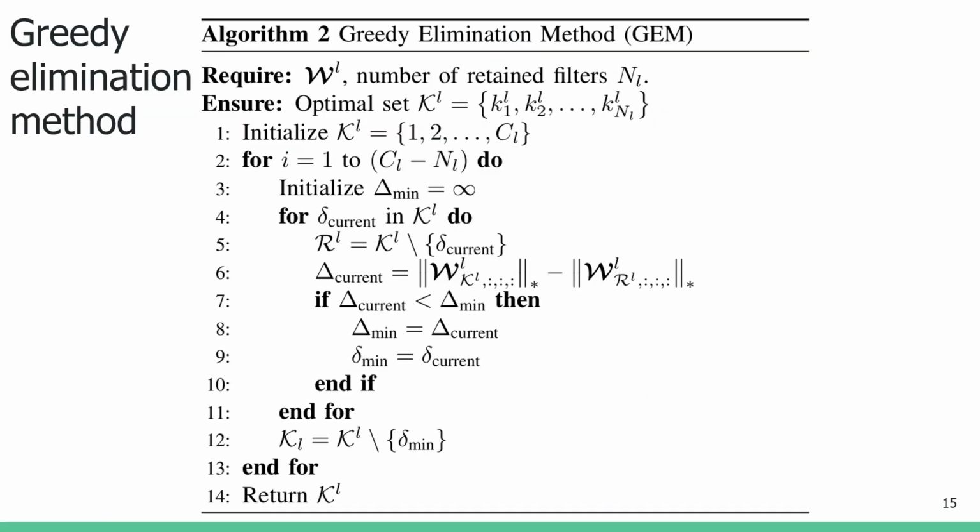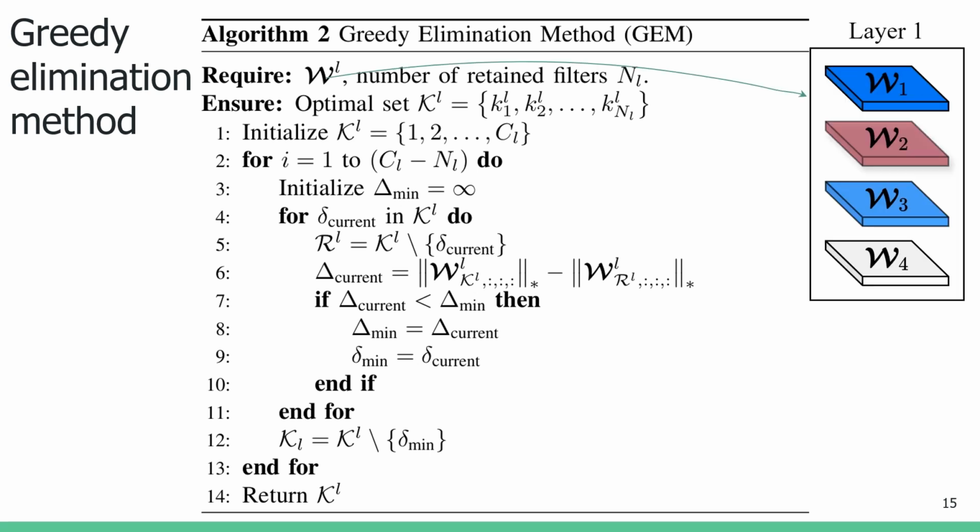We introduce GEM, an algorithm for solving the second optimization problem. This stage assumes the optimal number of filters to retain per layer is already set. GEM aims to identify, for each layer, the set K that maximizes filter independence. This preserves the network's core functionality by retaining filters that collectively enhance predictive capacity without redundancy.